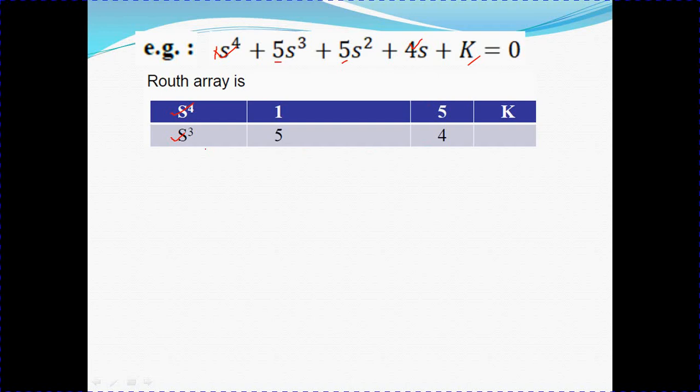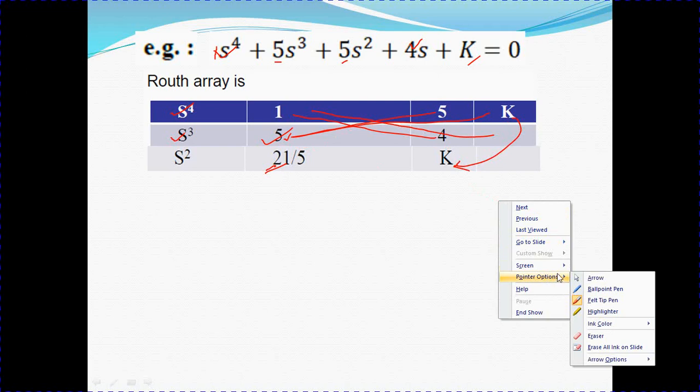So now we need to calculate the remaining rows. To calculate the next row, that is the s square row, we do 5 into 5, 25, minus 4, that is 21, divided by 5. Similarly the second element will be 5K minus 1 into 0, divided by 5. So the 5 and 5 will get cancelled and you are going to get back K. So this will form our s square row.